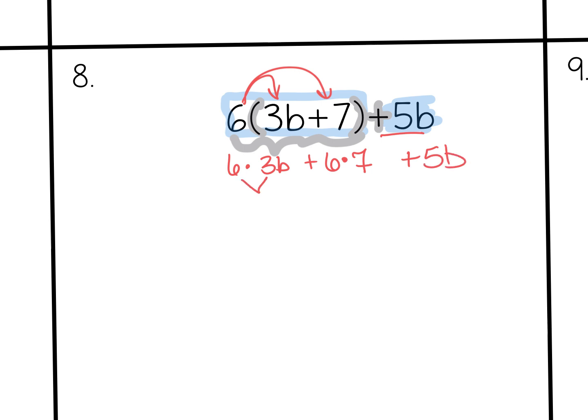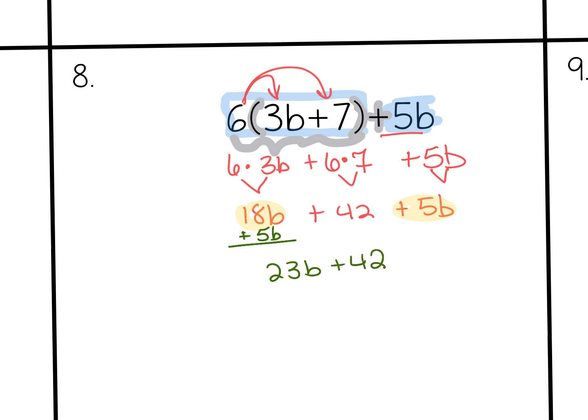First, I want to simplify these. 18b and 42 and 5b. Do I have like terms I combine? Yeah, you bet I do. I've got 18b and I've got 5b. So I'm going to go ahead and combine those. 18 plus 5b. So I have 23b and 42. That is the correct simplest form of that expression. Take a moment, process, do your work.